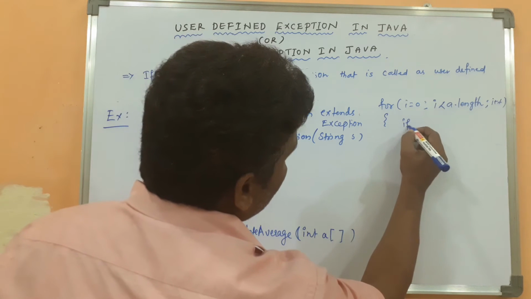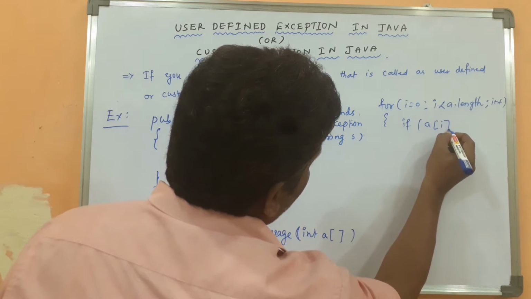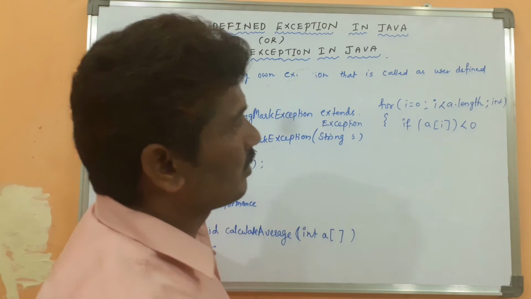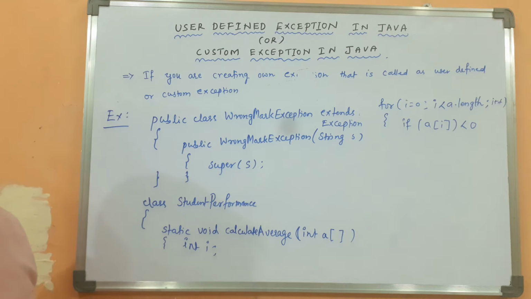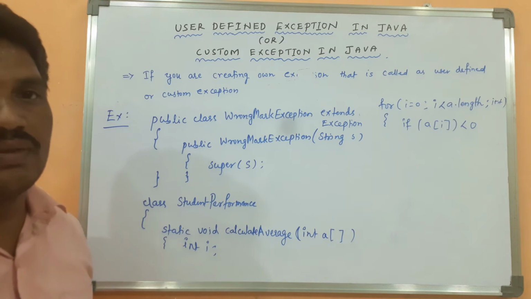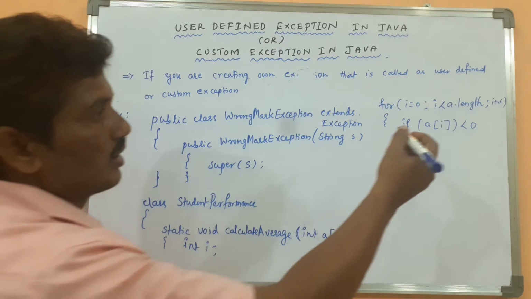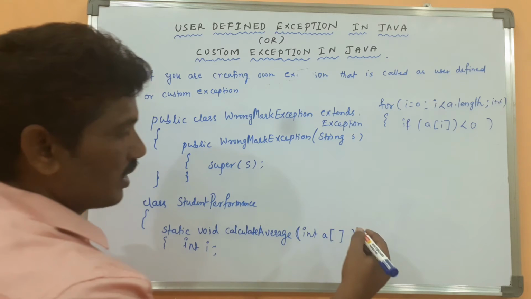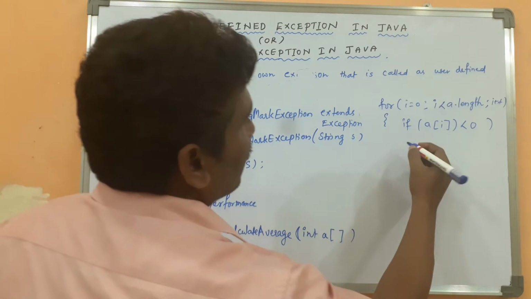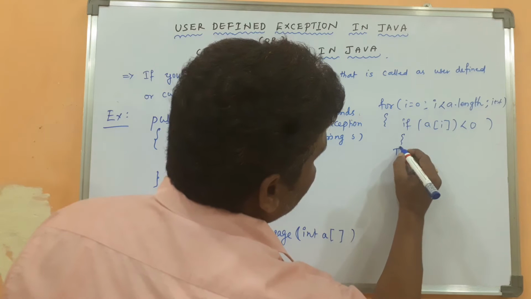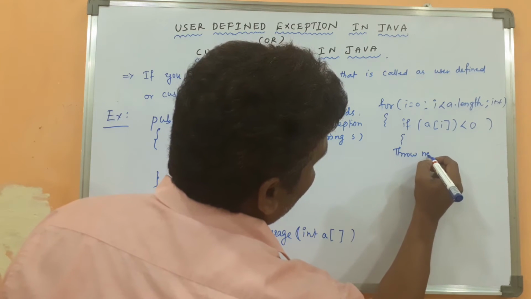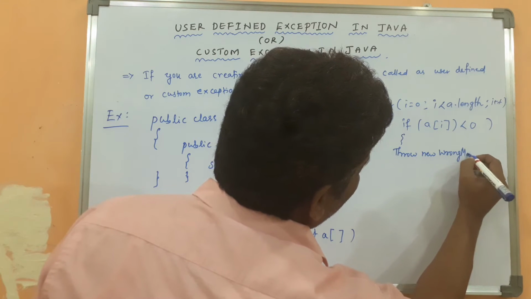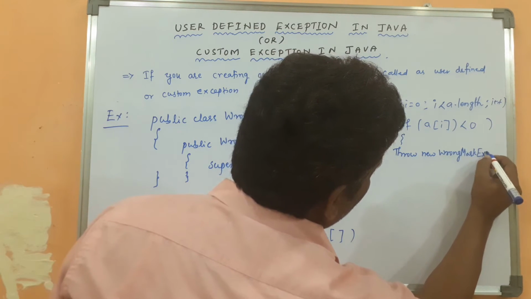Then if a[i] less than 0, because we are checking for negative marks, whether you entered negative marks or not. If less than 0, then we can raise an exception. Here, throw new WrongMarkException.